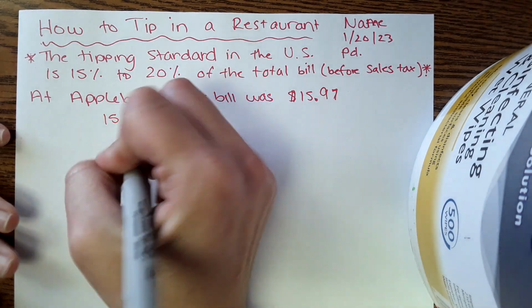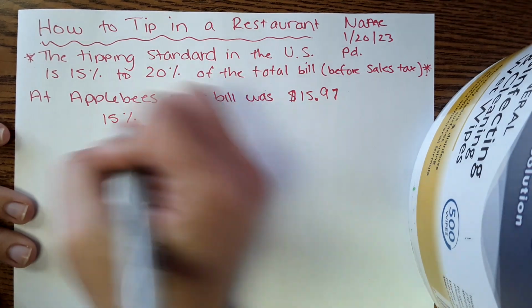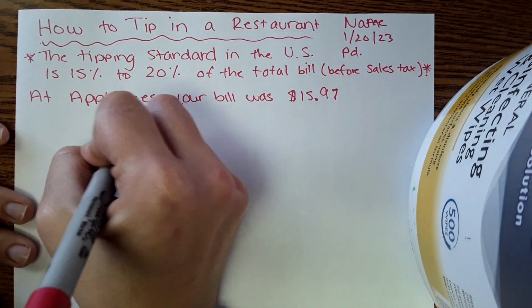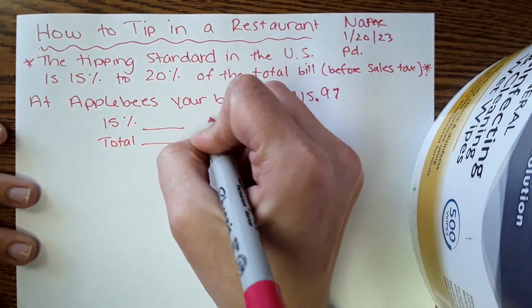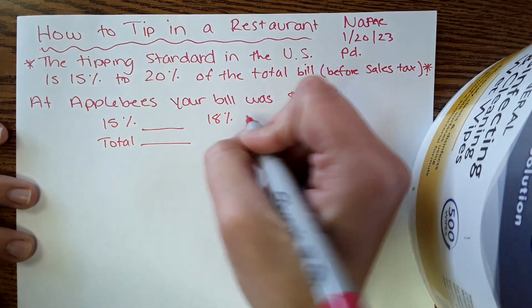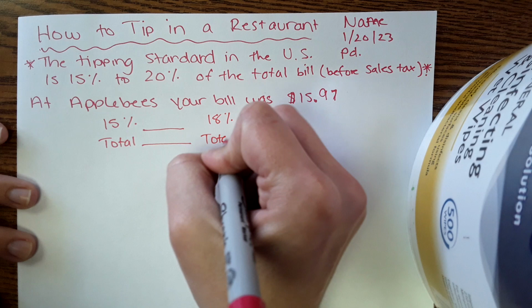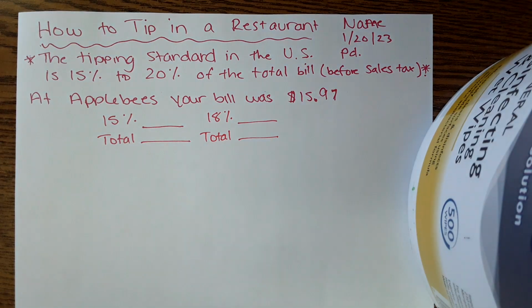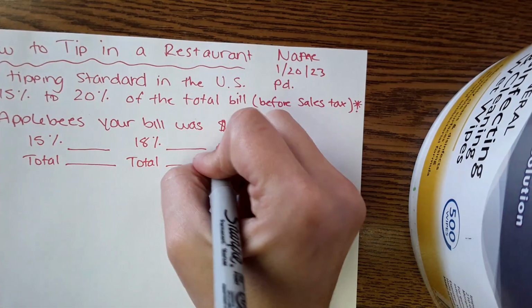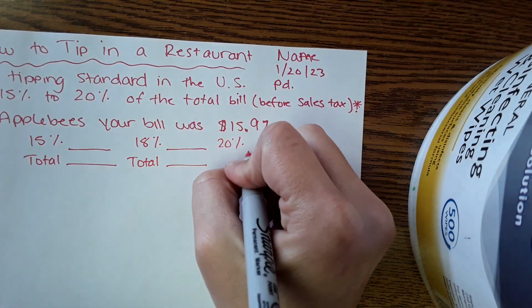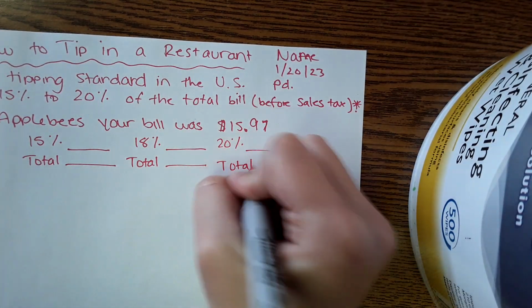We're going to start by doing like exact amounts. So let's say we want to leave 15%, and then we're going to total it out. Let's do 18% and total it out. Do I just do it on a blank piece of paper? Oh, here. Thank you. Yep. And 20% and total.